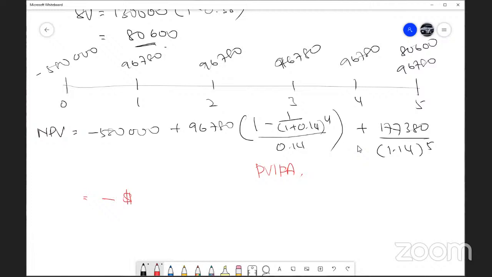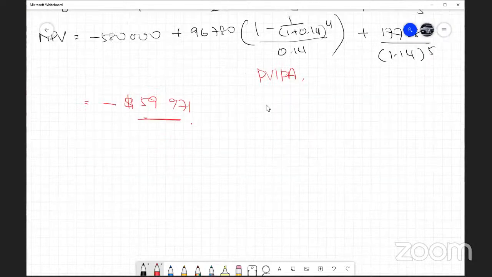So again, it's going to be negative, of course, usually, because you see the cost. This is a cost. So get a negative 59,971. This is for the new computer. Again, this is for the new computer. All right. So now, move on to the old computer.